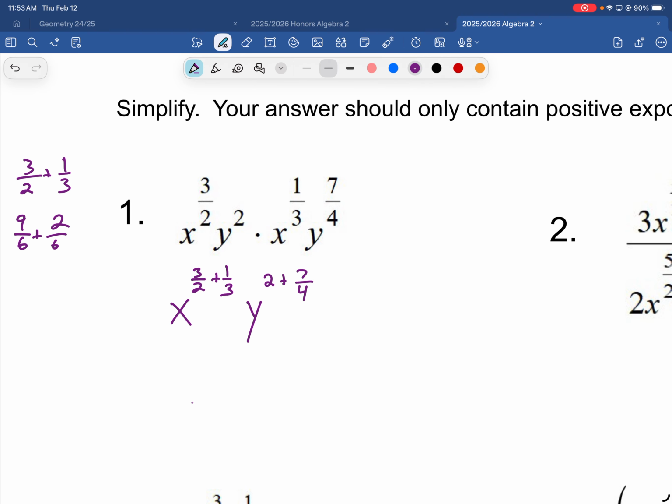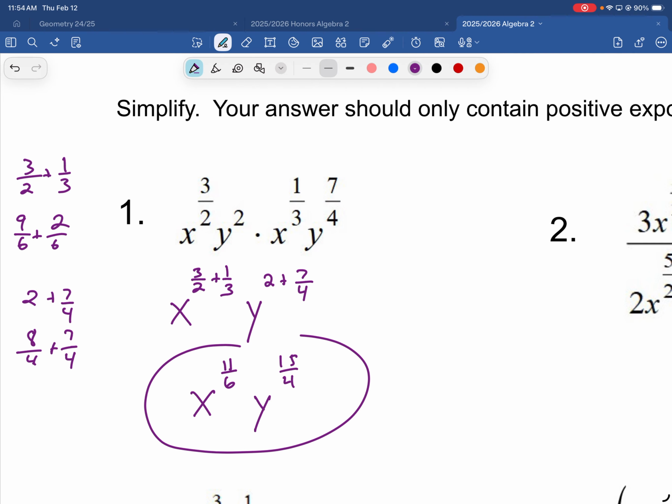So that gives us x to the 11/6. 9 plus 2 is 11. Y to the 2 plus 7/4. Common denominator is 4, right? So 8/4 plus 7/4, which is 15/4. Everybody good with that one?